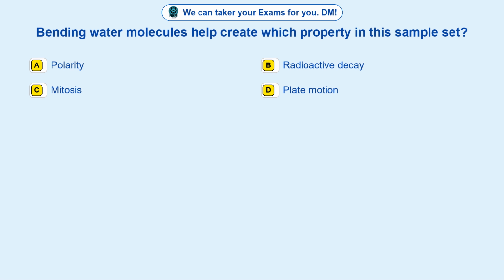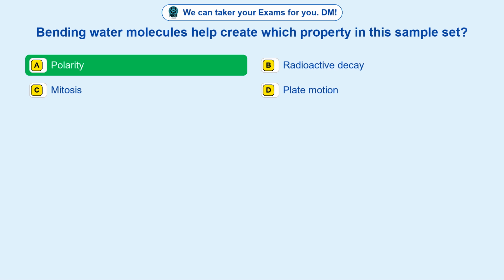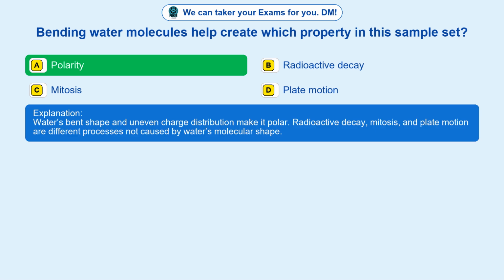Question 50. Bending water molecules help create which property in the sample set? Option A, polarity. Option B, radioactive decay. Option C, mitosis. Option D, plate motion. The correct answer is option A. Polarity. Water's bent shape and uneven charge distribution make it polar. Radioactive decay, mitosis, and plate motion are different processes not caused by water's molecular shape.